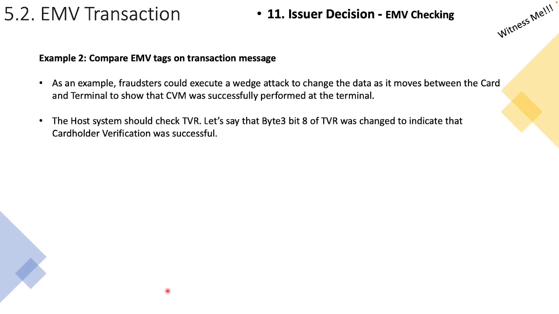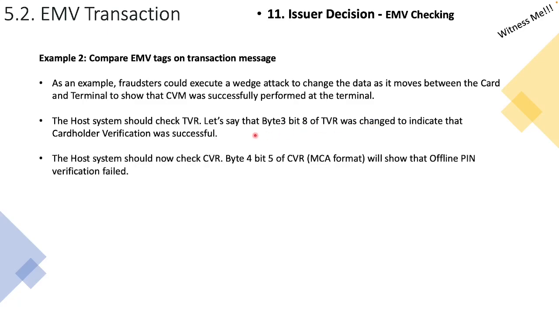Remember, TVR is the view of the transaction from the terminal's perspective, right? And only the terminal's perspective. So let's say that the fraudster changed byte 3, bit 8 of TVR to indicate that cardholder verification was successful. So actually, it was unsuccessful, but somehow they managed to attack the data and change it. They changed the TVR to say, look, it actually was successful, right? What the host system should do is not take it at face value.